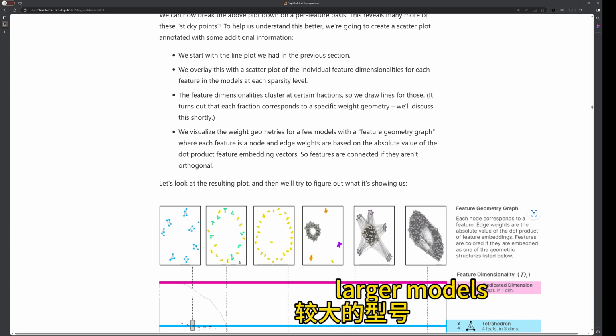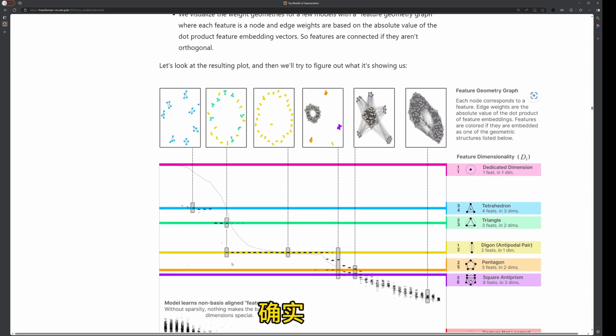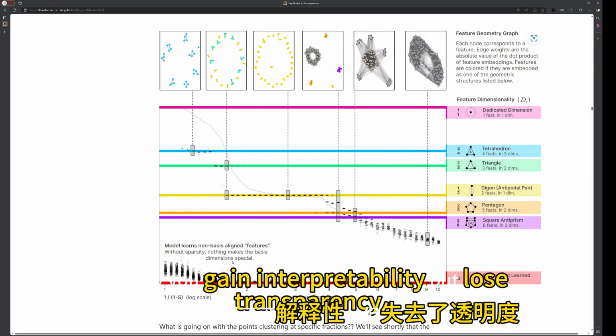But this sounds pretty computationally intensive. It can be, especially with larger models. And it also creates another layer of abstraction, right? It does, making it even harder to understand what's really going on. Exactly. You gain interpretability but lose transparency.